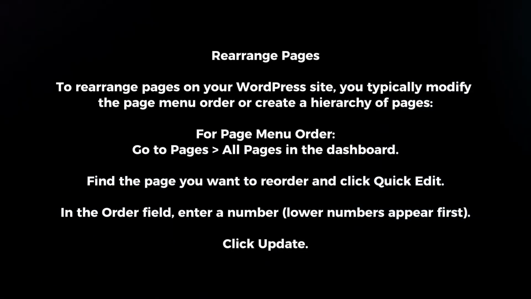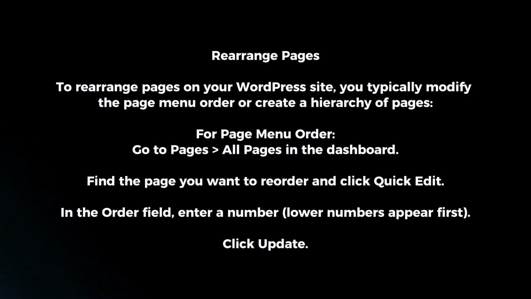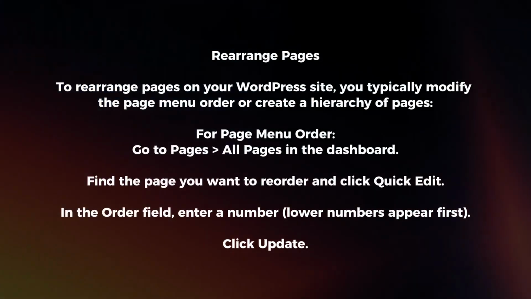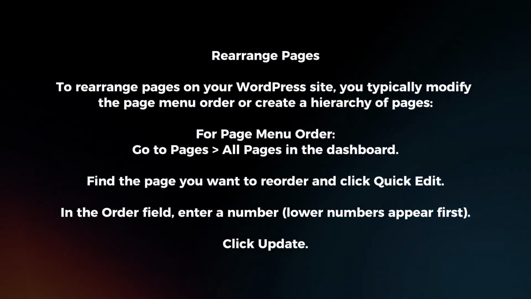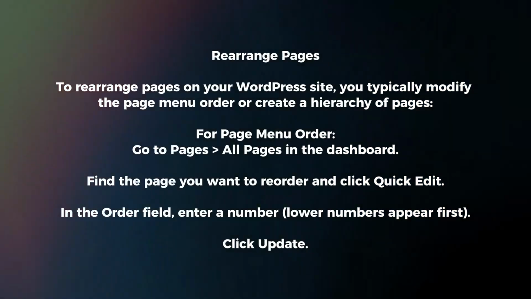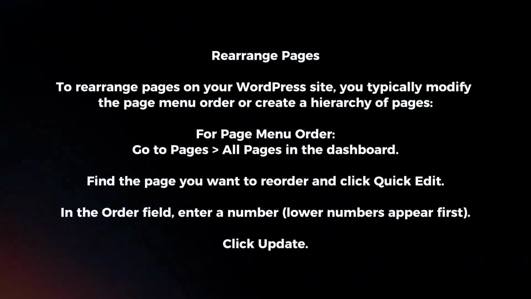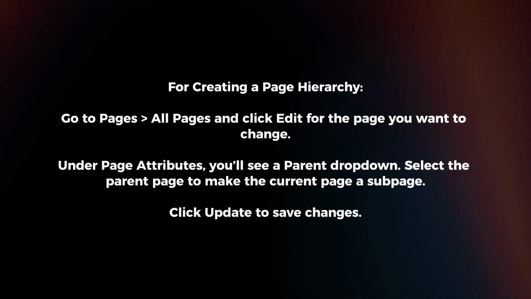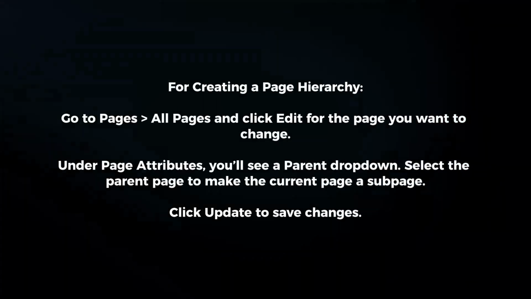Rearrange pages. To rearrange pages on your WordPress site, you typically modify the page menu order or create a hierarchy of pages. For page menu order, go to Pages, All Pages in the dashboard. Find the page you want to reorder and click Quick Edit. In the order field, enter a number. Click Update.